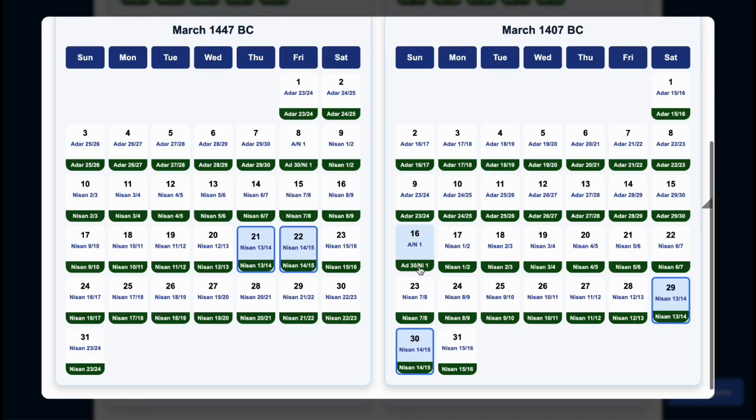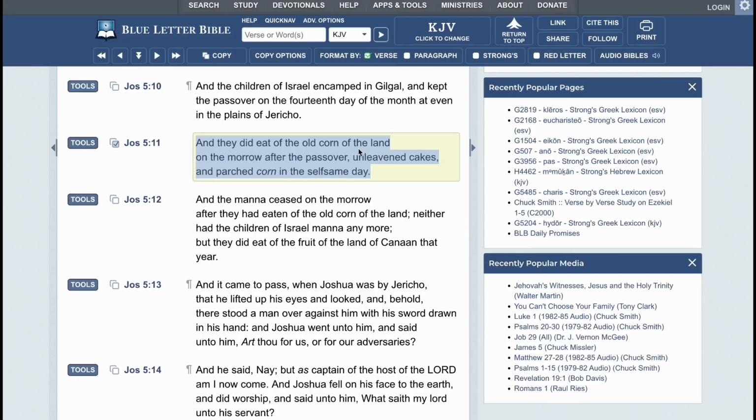And here, God is highlighting the fact that after Passover occurs in 1407 BC, this is when they did eat of the old corn of the land, and on the morrow after the Passover, unleavened cakes and parched corn in the selfsame day. And the manna ceased on the morrow, and they had eaten of the old corn of the land. Neither had the children of Israel manna any more, but they did eat of the fruit of the land of Canaan that year.